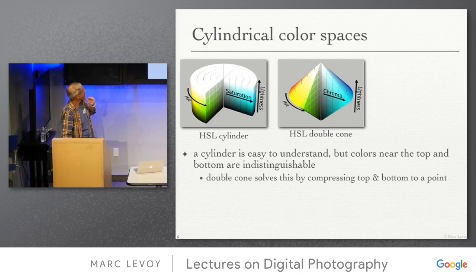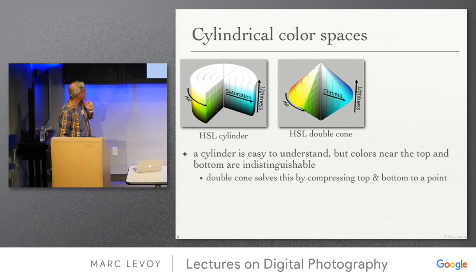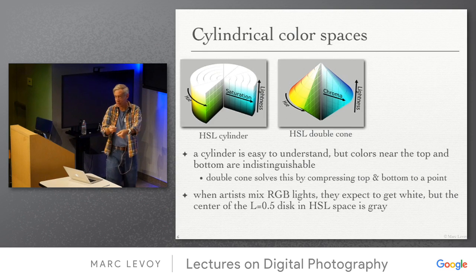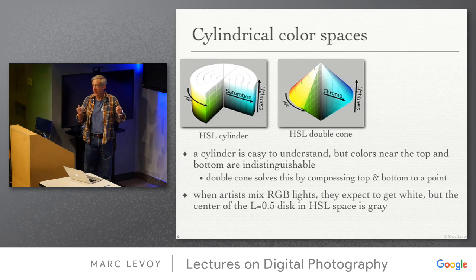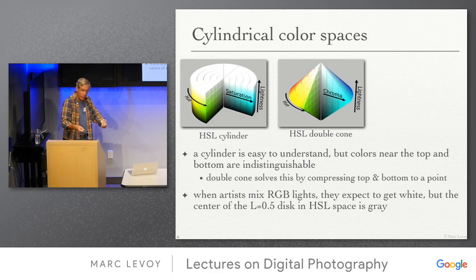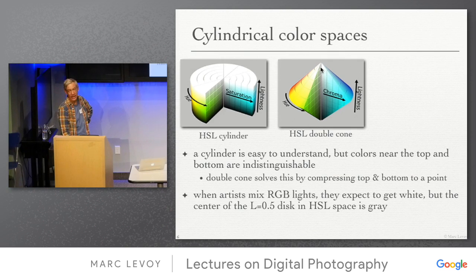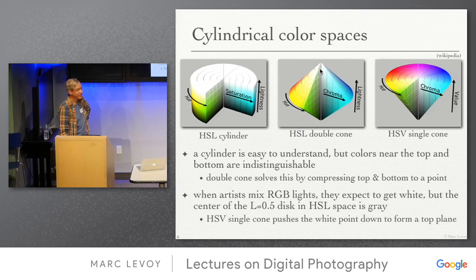So that solves the problem of having too much white and too much black. But when artists mix, let's say, red, green, and blue lights, they're doing stage design. When they add red, green, and blue, they'll get white. But it's a little strange here because at the same plane that they have the red, green, and blue is a gray. The white's kind of up here. So the lighting designer would say, push that white down. Okay. Another transformation, which is still a cylindrical coordinate system. Now white is on the same plane.